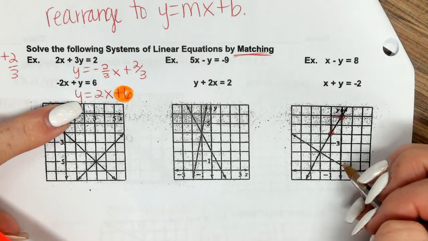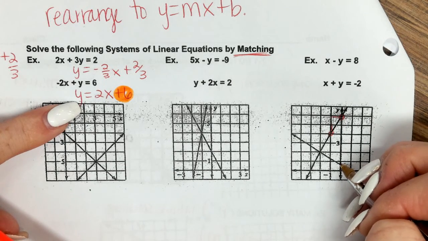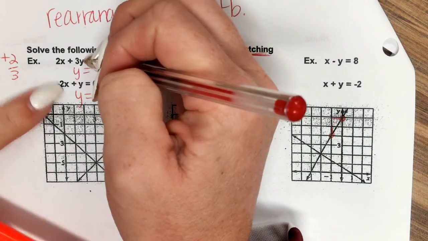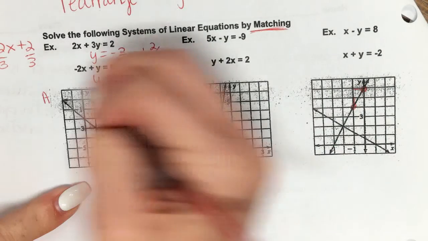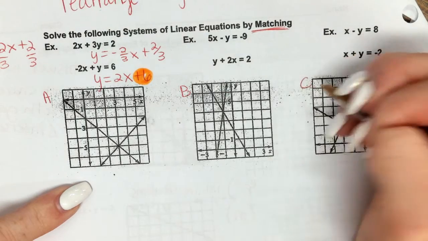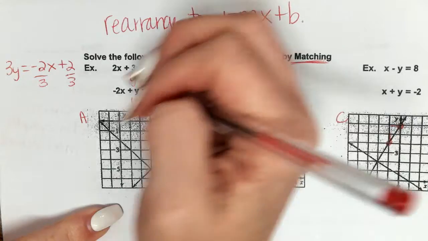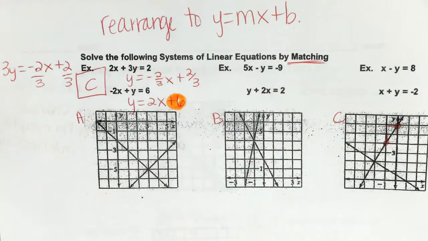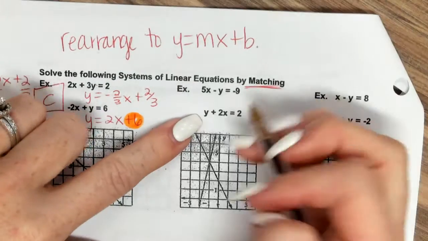Does that one look like it has a y-intercept of 2/3? Yes. So this first one, let's label these A, B, and C. So this first one has an answer of C. Do y'all understand how to match them with a graph? Let's go to the next one.